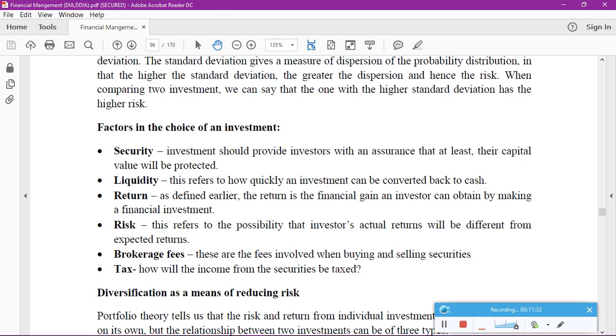Now, broker fees are the fees involved in buying and selling securities. Broker fees are only involved if you trade forex or buy shares, gold or something like that. Other than that, no broker fees. Tax: how will the income from the security be taxed? Not only securities, if you open up any business, definitely you will have tax. So you have to think about the tax factor as well. But portfolio theory does not consider the tax factor, so you have to do it separately.